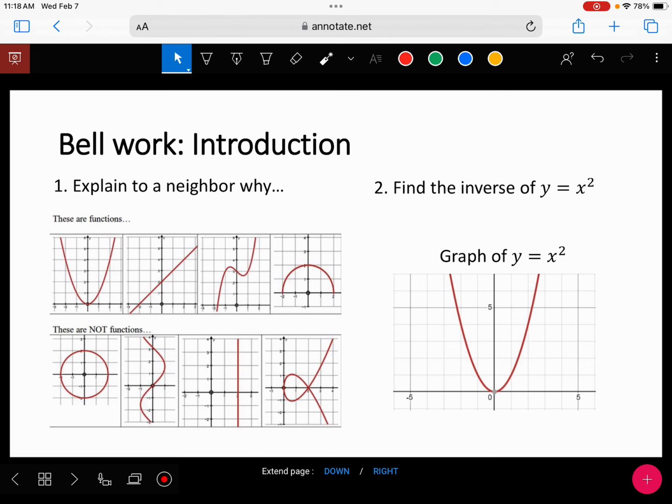All right, so we're going to get started. Looking at the problem on the left side of the board, those first four graphs are all functions. Those bottom four graphs are not functions. Take a second and try to tell someone one reason you can think of why the top ones are functions and the bottom ones aren't functions.